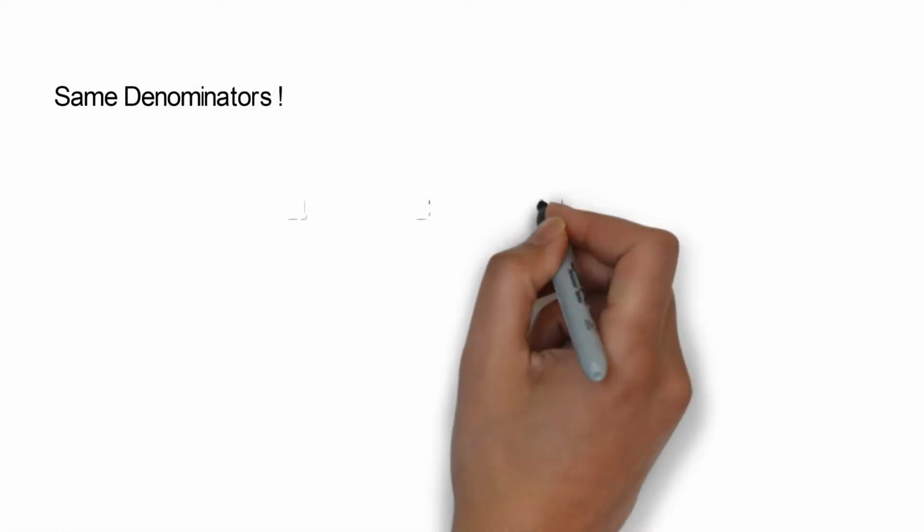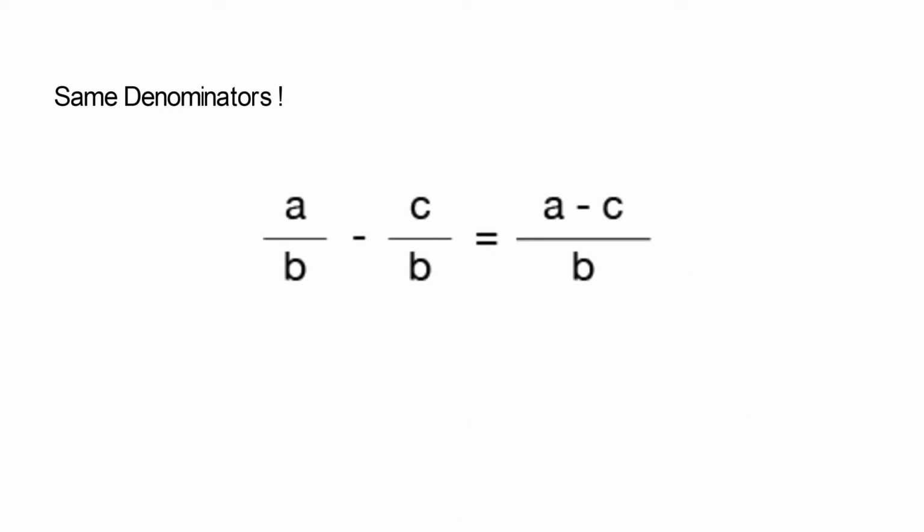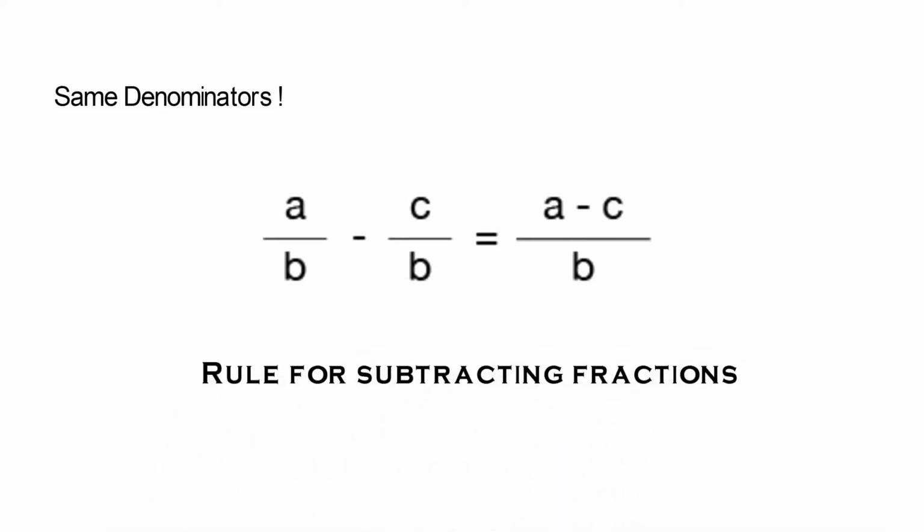Let's begin with the rule. A by B minus C by B gives us A minus C by B. The equation above shows the rule for subtracting fractions with the same denominators. So, if you are subtracting fractions with the same or common denominator, here which is B, the answer is the difference between the numerators, A minus C, over their common denominator.